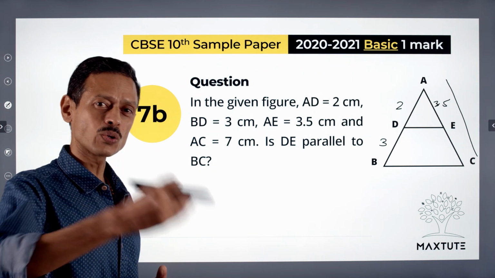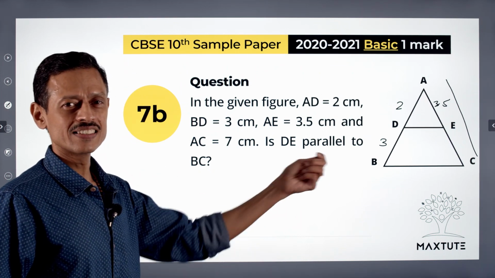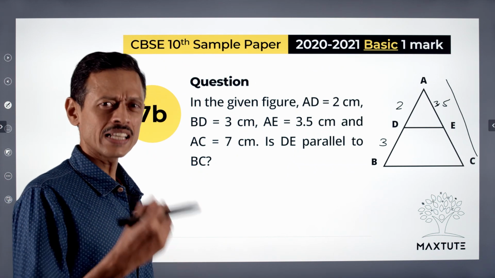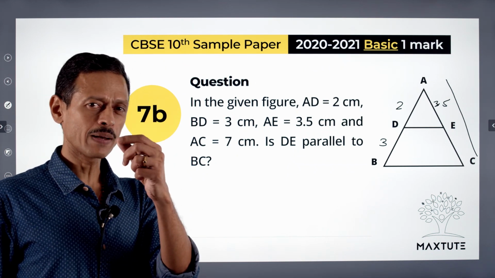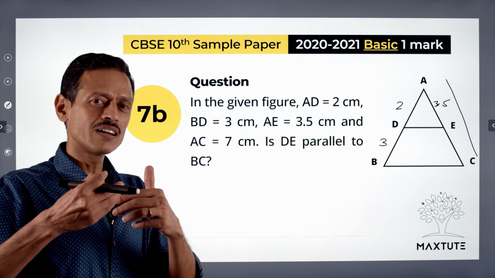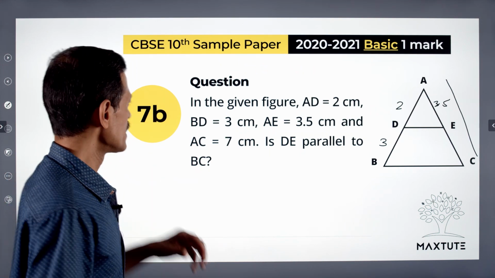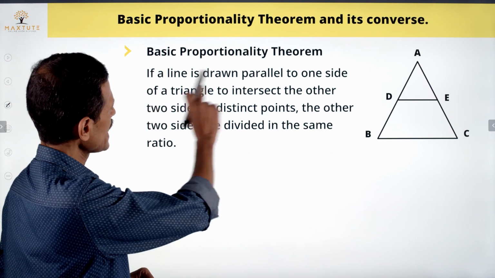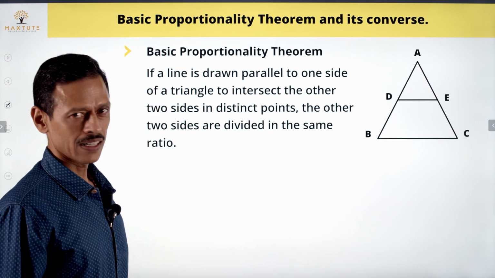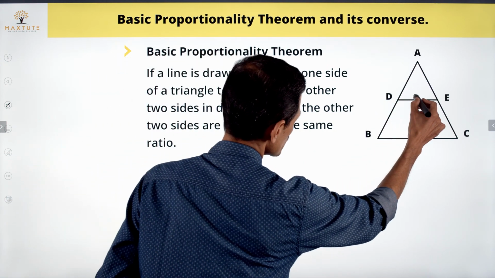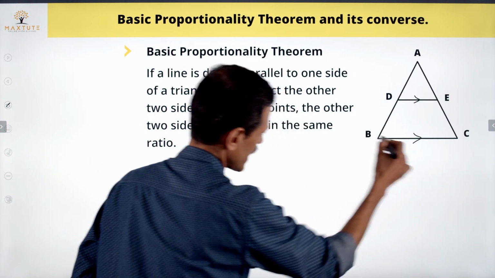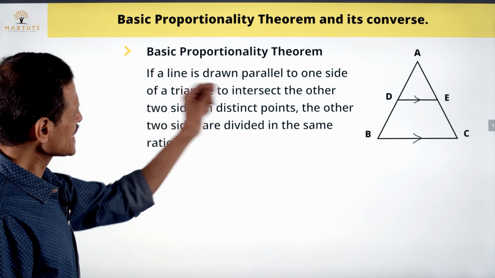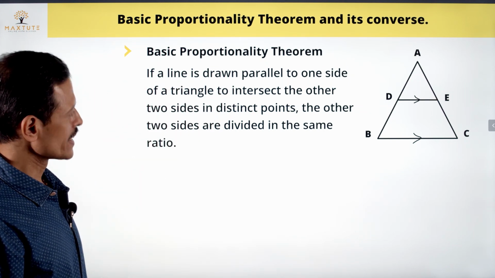The last question told us DE is parallel to BC. In this variant, they are asking us to figure out whether DE is parallel to BC. Let's quickly run through it. There are two theorems. Actually, we'll be applying one theorem, but we are going to learn that second theorem from the first theorem. The first theorem is basic proportionality theorem. It says this: if a line is drawn parallel to one side of a triangle, line DE is drawn parallel to one side of a triangle, the side to which it is parallel is BC, to intersect the other two sides in distinct points.